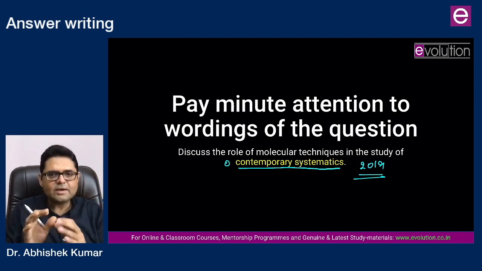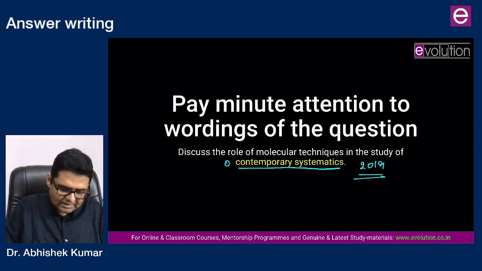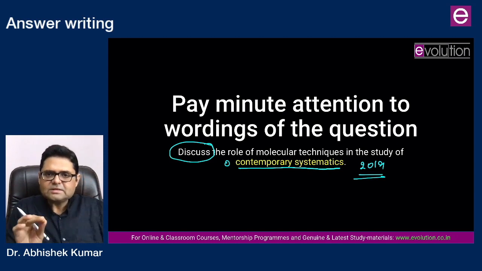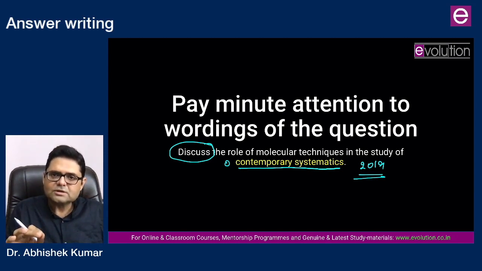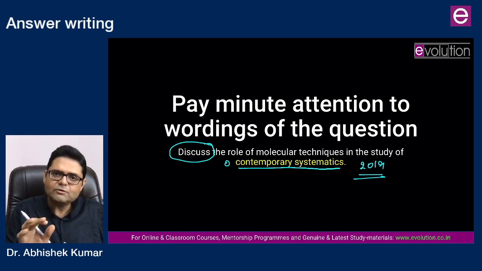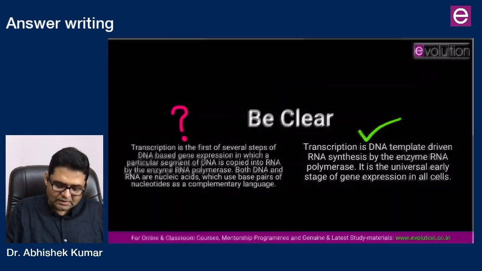So that way you have to pay minute attention to the wording of the question and then, of course, discuss. That means what are the roles which molecular techniques are playing in the field of systematics. In simpler words, what is the role of molecular taxonomy in contemporary systematics? Accordingly, you have to word your answer and craft your answer.